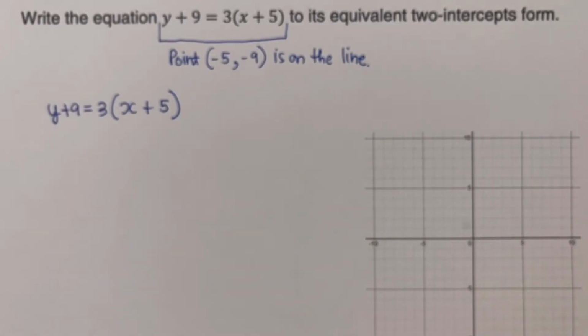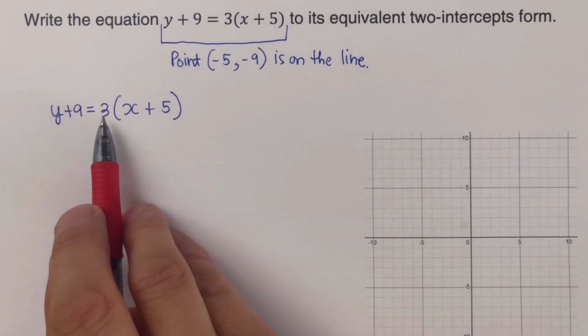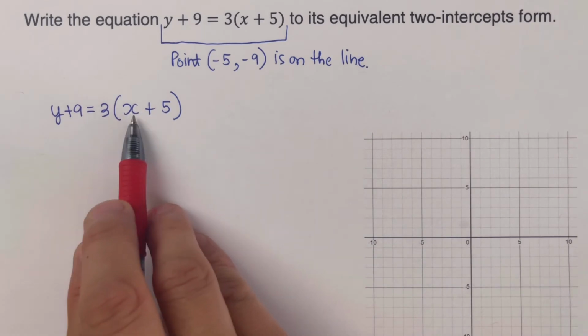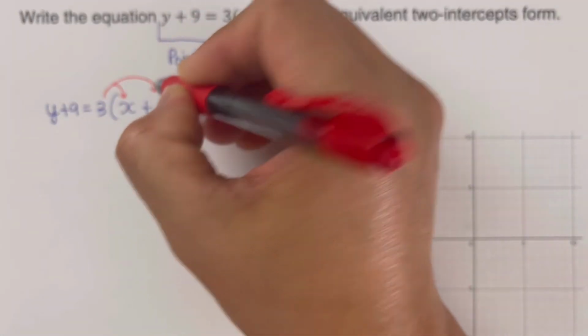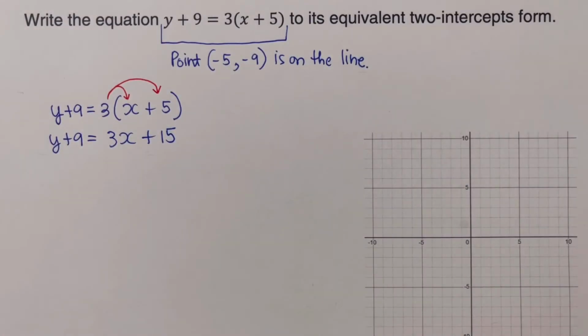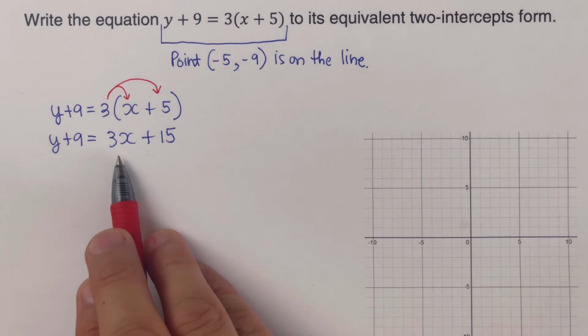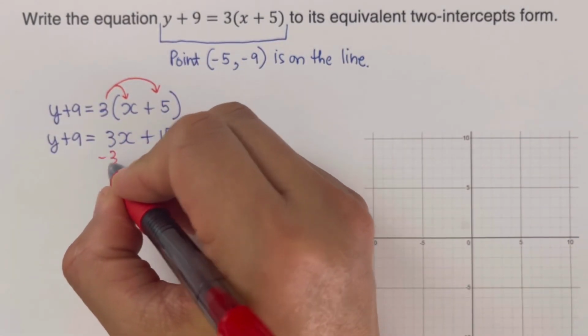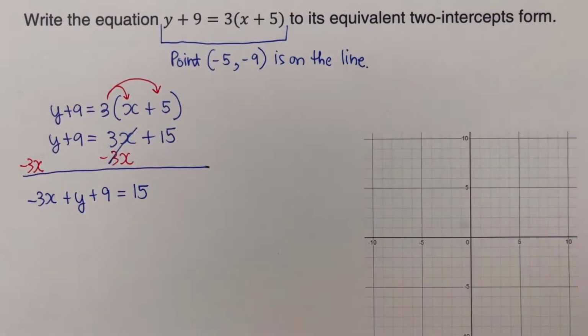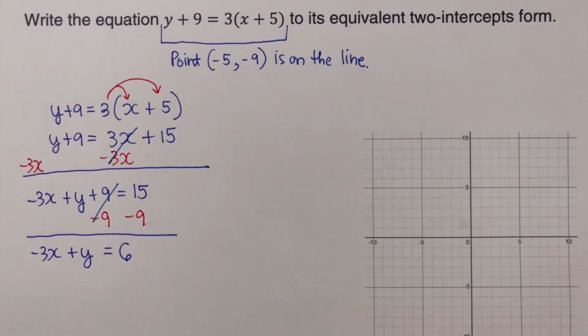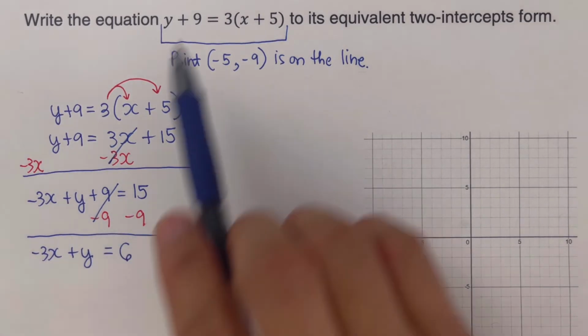What I would do next is distribute this 3 to each of the terms inside the parentheses, so we can get rid of the parentheses and our equation would come out. In two-intercepts form, the constant has to be on the right side. So we go ahead and subtract 3x from both sides and the equation would come out. So we already have determined the standard form of this equation.